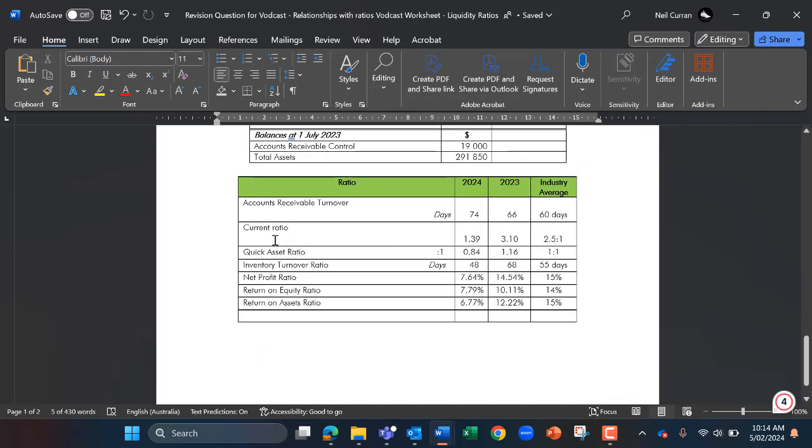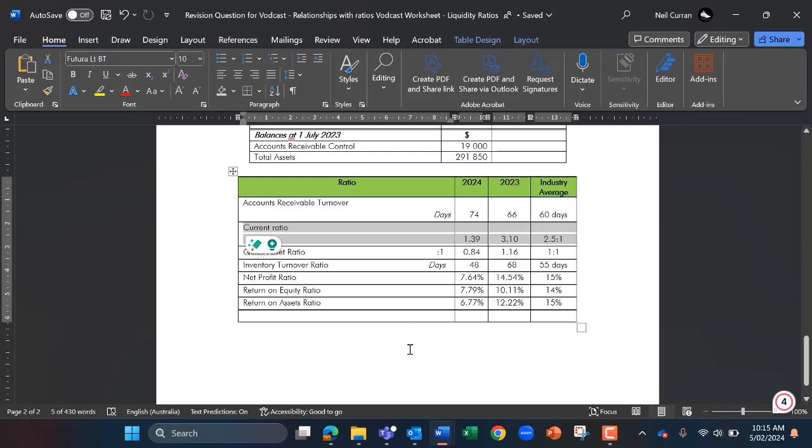So looking at these ratios here, the current ratio here has gone from 3.1 is to 1 down to 1.39 is to 1 with the industry average of 2.5 is to 1. So this ratio here should be around 2 is to 1, and because this has decreased, this is immediately showing that the business has a liquidity issue with regards to running out of cash. So this ratio should be about 2 is to 1.